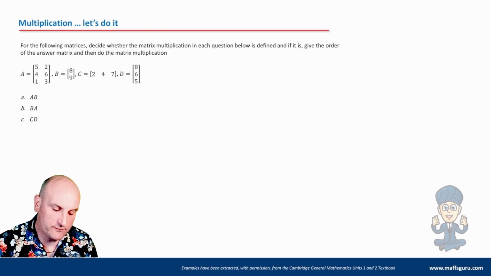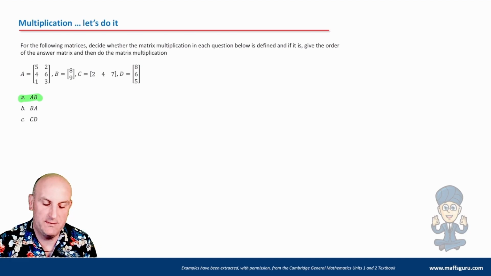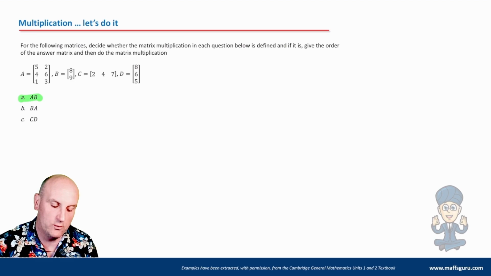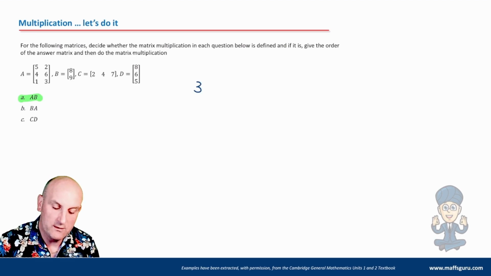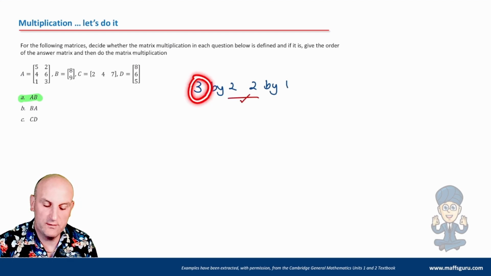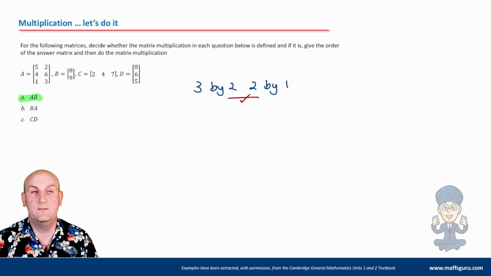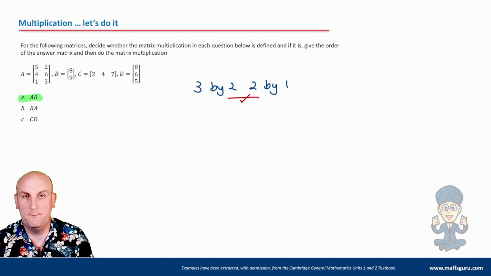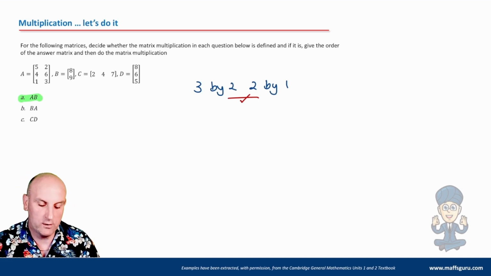And so we'll start off with this one here, which is AB. Right, so let's work out the orders of my matrices first. So the order of matrix A is a 3 by 2. And B is a 2 by 1. So are the middle values the same? They are. So in which case we now know that the outcome is going to be a 3 by 1 matrix. So 3 rows, 1 column.